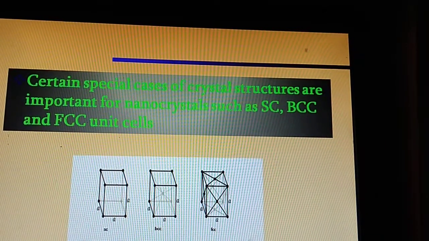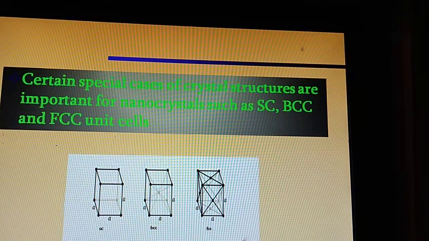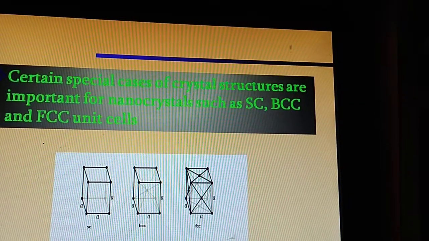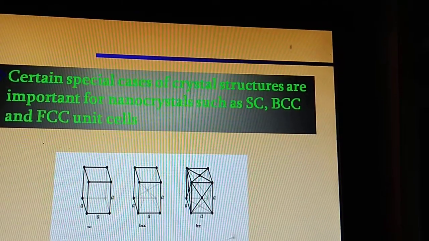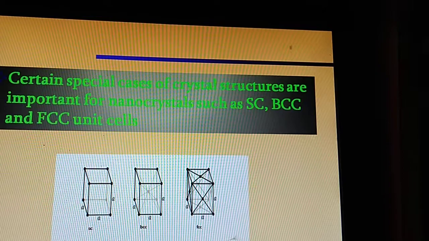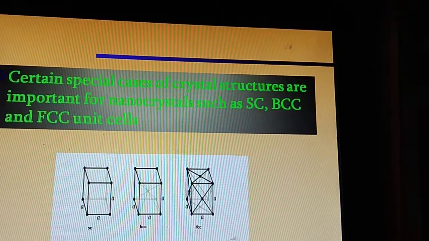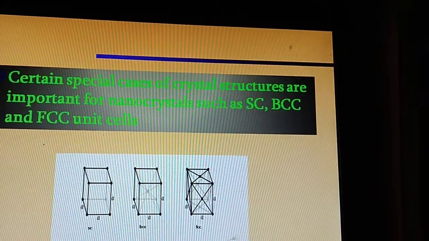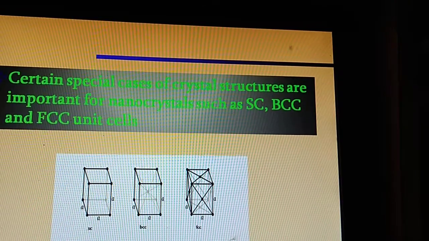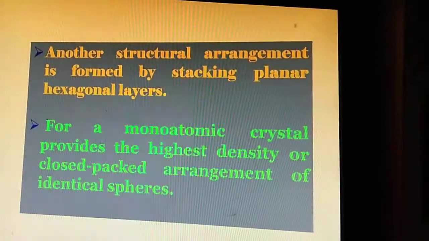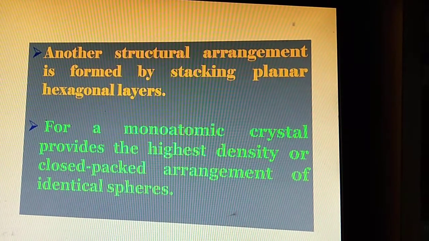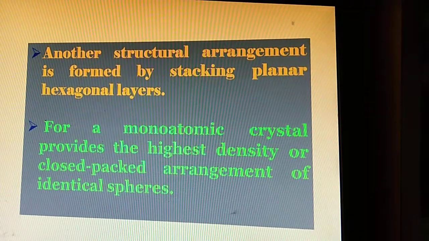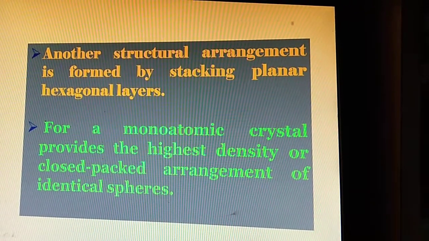Now certain special cases of crystal structures are important for nanocrystals, such as simple cubic, body-centered cubic, and face-centered cubic. SC, BCC, and FCC are the very famous and basic types of crystal structures. Among these, the hexagonal close-packed structure is a stacking of planar hexagonal layers, and for a monoatomic crystal it provides the highest density, a close-packed arrangement of identical spheres.